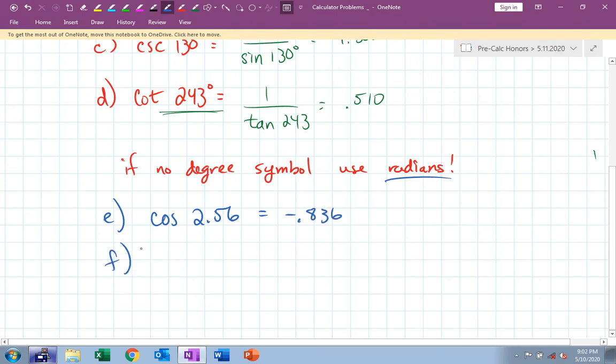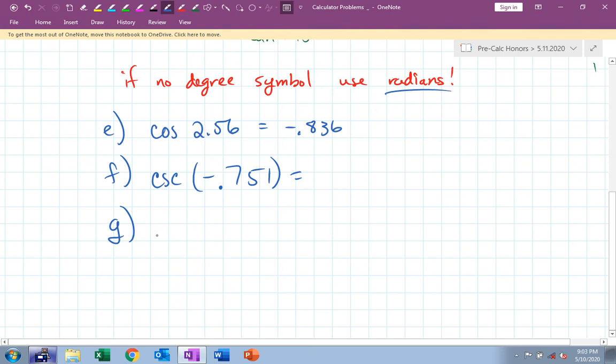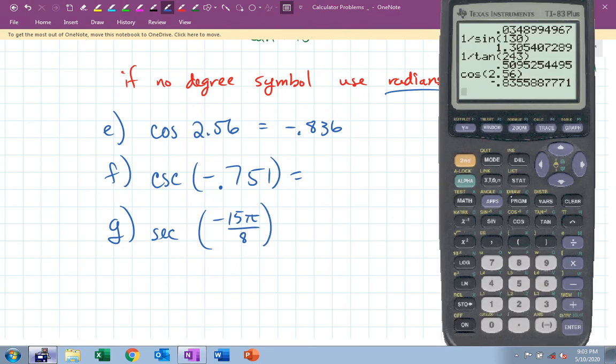Alright, let's do another one. The cosecant of negative 0.751. And let's do the last one: secant of, let's say, negative 15 pi over 8. If you ever see pi, you kind of know you're in radians. But cosecant, again, is 1 over sine. So 1 divided by sine of negative 0.751. There it is, negative 1.465.